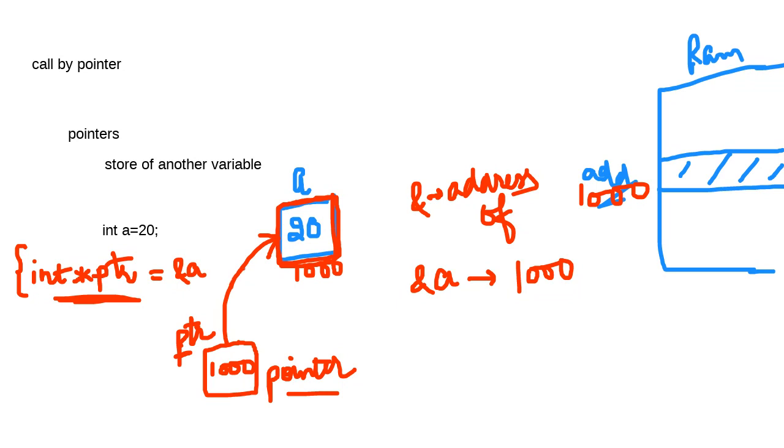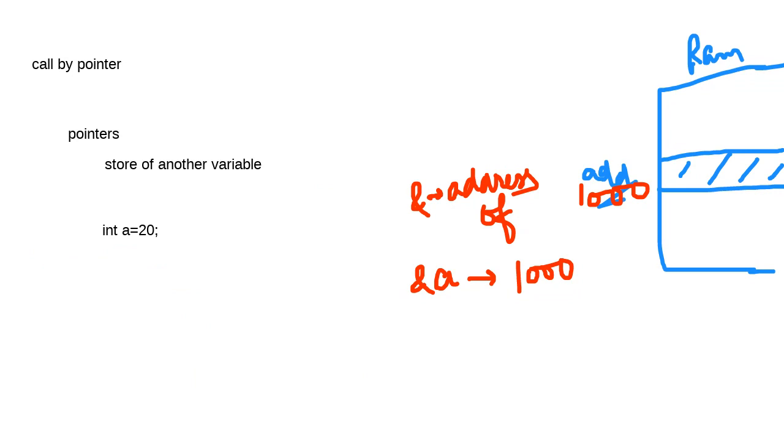Right? Int star ptr equal to ampersand a. Let me tell you again what will happen with this. Let's go step by step. By far I have a variable a, which contains the value 20, and as we discussed, let's say the address it contains is 1000. Now I write the next line, which says int star ptr.